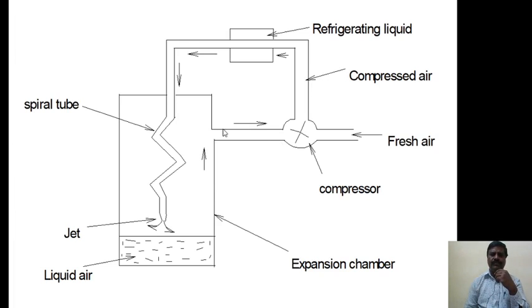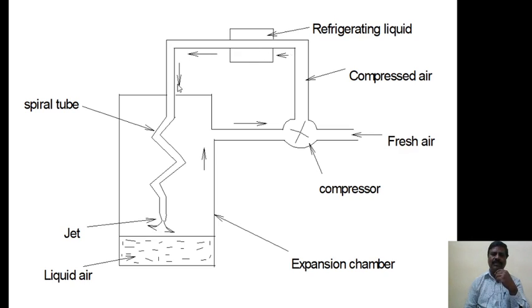Now here, this is the container. Fresh air should be passed through this, and here there is a compressor. It compresses the air, so the gas molecules are compressed, and that passes through this. It becomes compressed air, then it goes to a refrigerator, because a refrigerating liquid is used to cool it to a sufficient temperature.